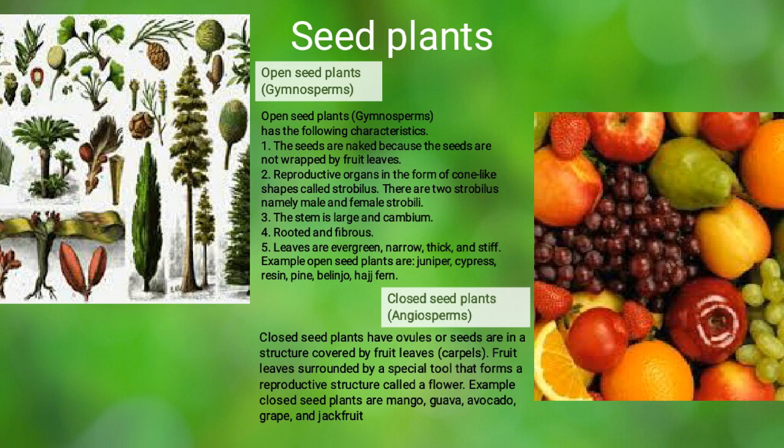For the next is closed seed plants. Closed seed plants have ovules or seeds in a structure covered by fruit leaves or carpels. Fruit leaves are surrounded by a special tool that forms a reproductive structure called a flower. For example, mango, guava, avocado, grape, and jackfruit.